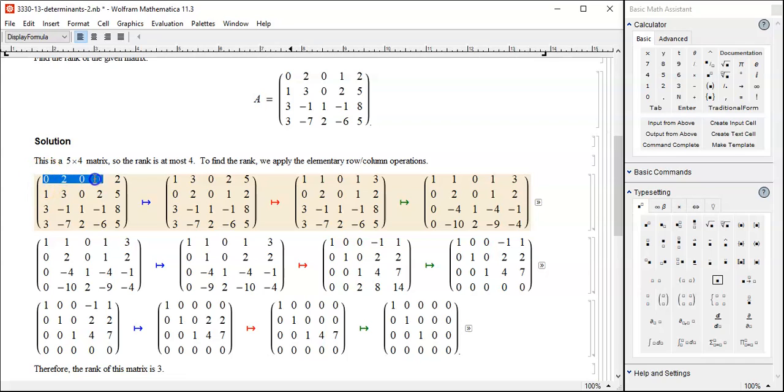And first, we switch the first row and the second row, and that'll give me the second matrix. That's obvious. And the reason I did it is, of course, to get 1 in the top left-hand corner here. Alright, next.